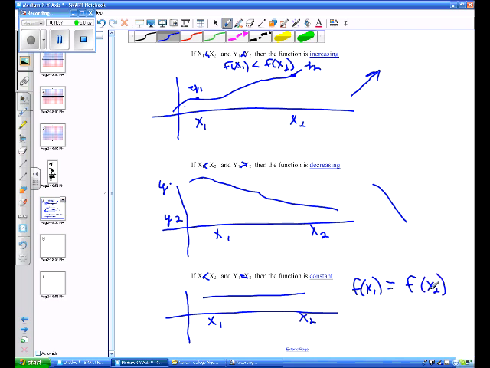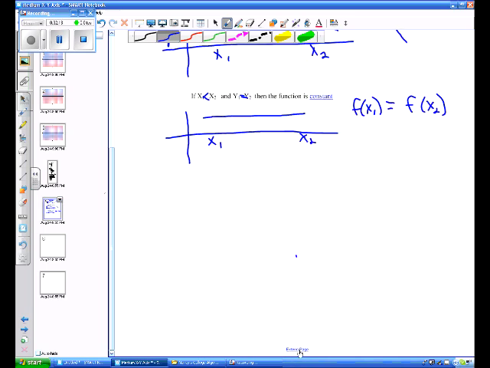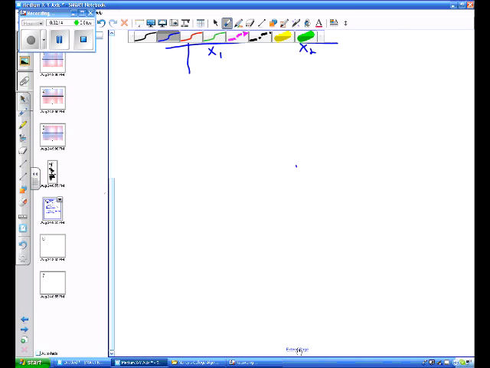And I tried to write it both ways with your function notation and then just with your y's because you're going to see it both ways. And so this is what we call a constant function. Now what you're going to need to be able to do is to take a function and tell the intervals where it's increasing and where it's decreasing.